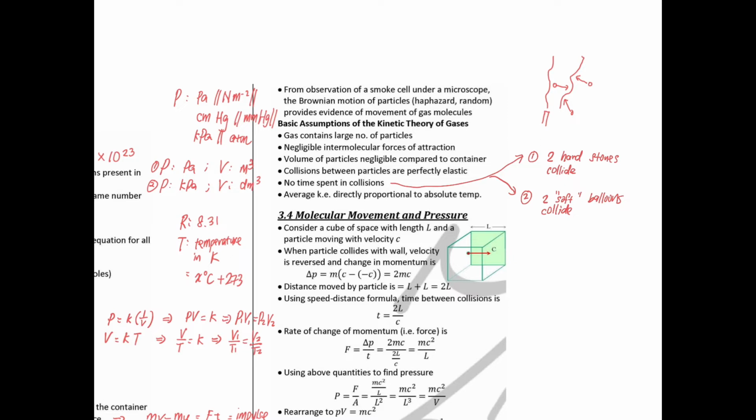Okay, so that means the first one, no time spent in collision, but the second one, time spent in collision. So when I say no time spent in collision, it means we assume the ideal gas here is made of hard spheres. Okay, so no time spent in collision. I write down: no time spent in collision happens to hard stones.